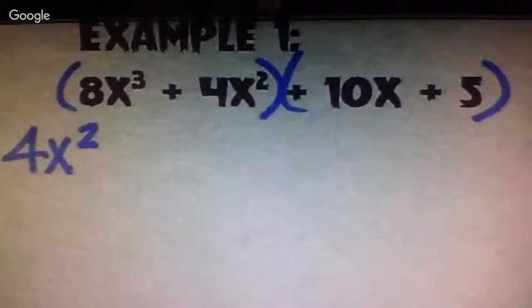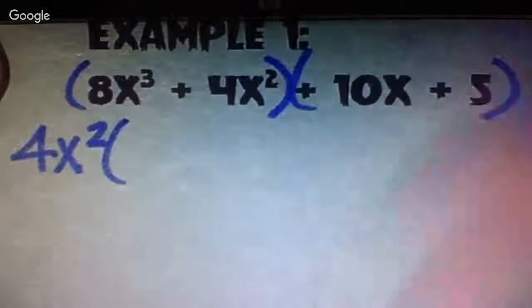Okay. 4x squared. When I divide out 4x squared, what does that leave me with? 2x plus 1.